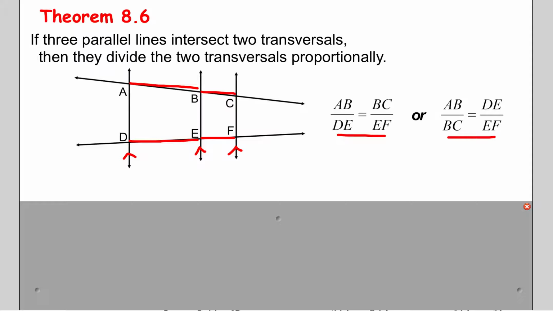We're comparing two different things, but we know that in both of these cases, these proportions will hold true if we have three parallel lines cut by two transversals. So I can compare this length right here to this length right here, and this length right here to this length right here, or I can compare this length right here to this length right here, and this length right here to that length right there. Okay, so that is theorem 8.6.